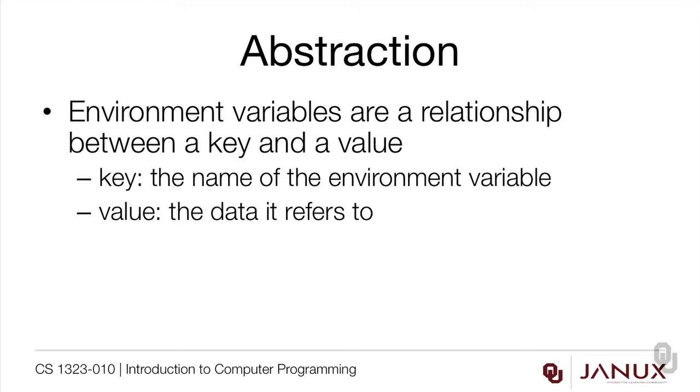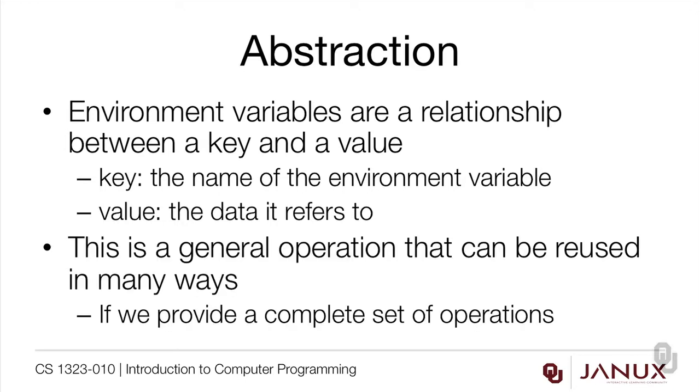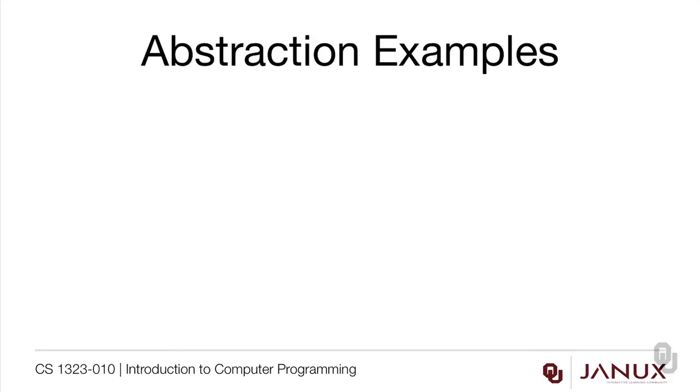So the key in this case is the name of the environment variable, and the value is the data it refers to. So for example, we have the home directory and then the exact place where it's located on my system. This is a very general relationship and one that can be reused in many ways. It can only be reused if we provide a complete set of operations.